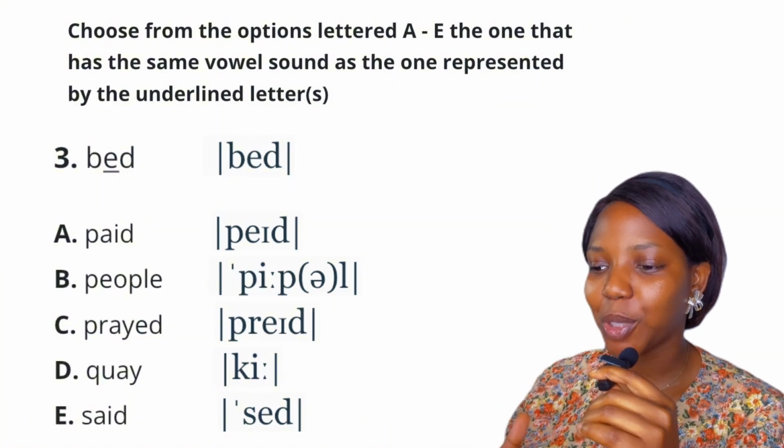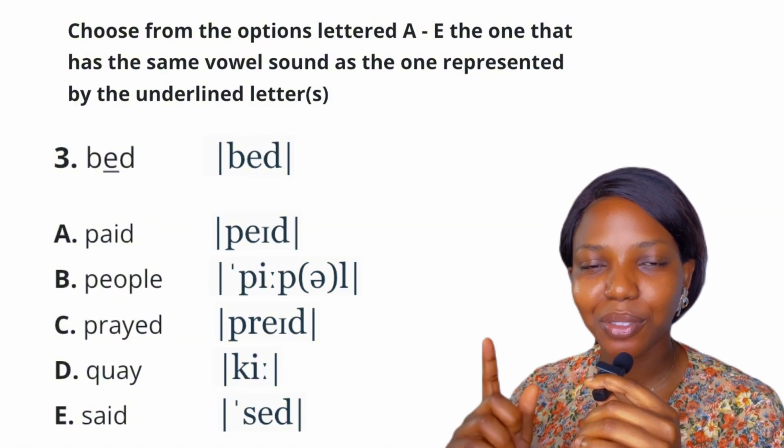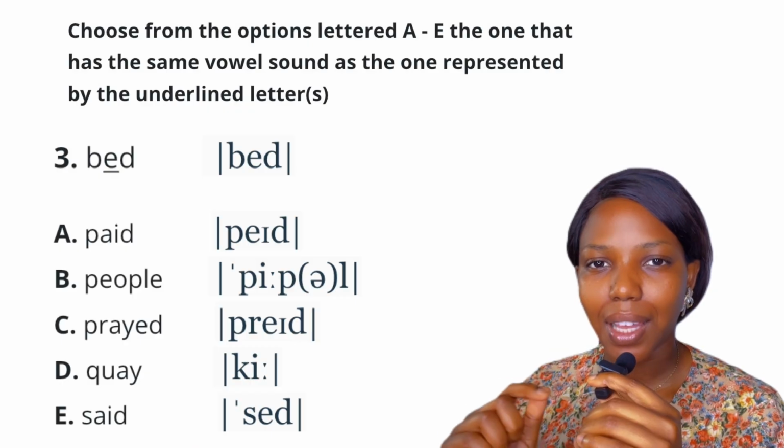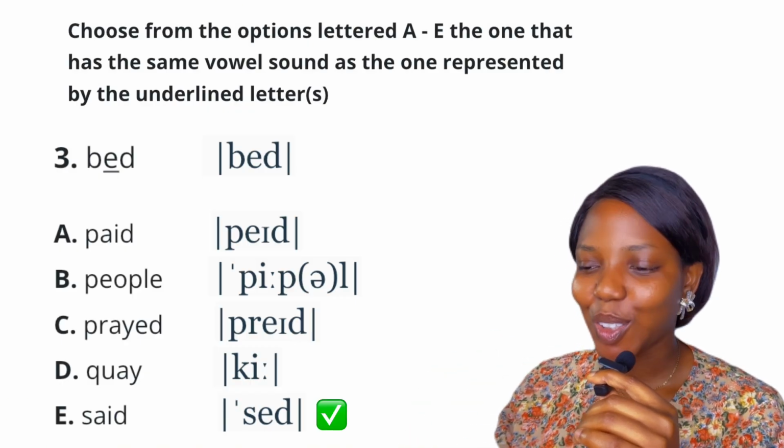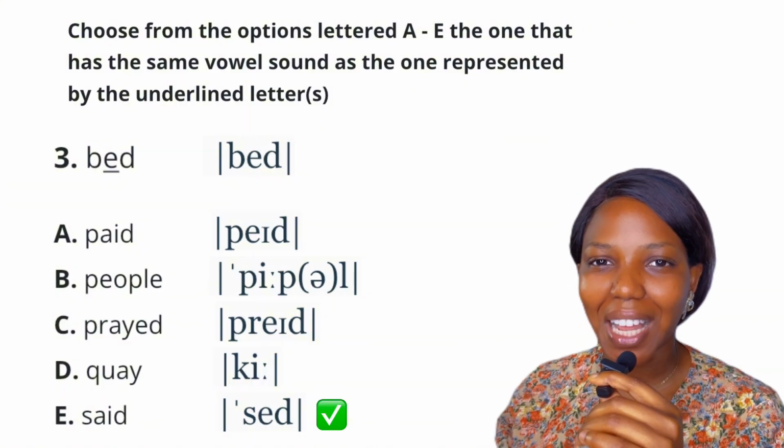Okay, option E, said, listing for sound, s, eh, and d. So we have the eh sound in said. Okay, so that makes option E the final answer to this.